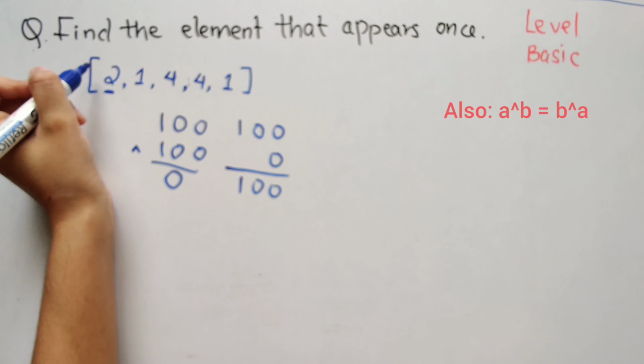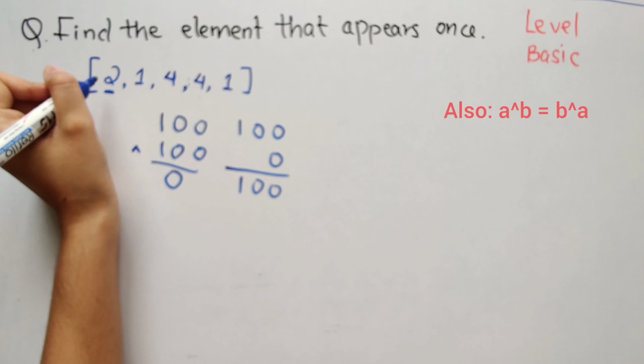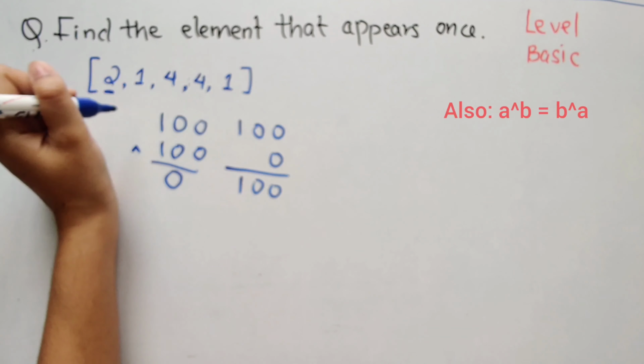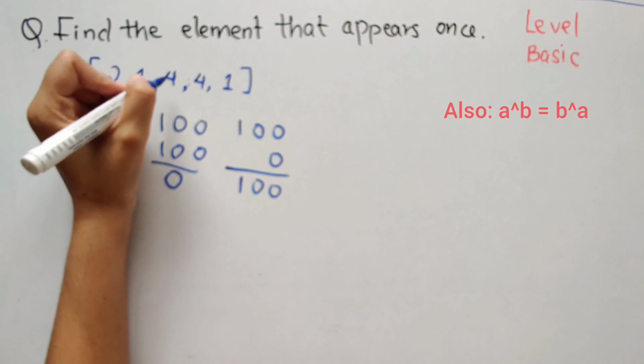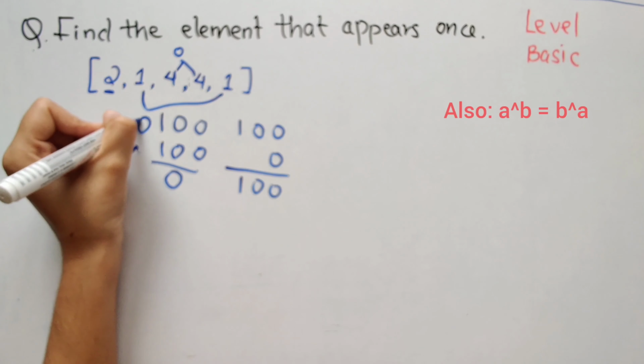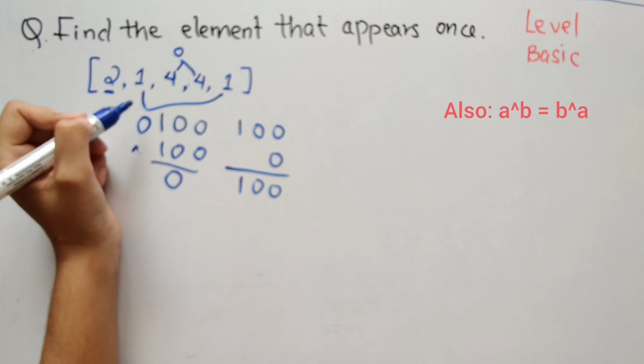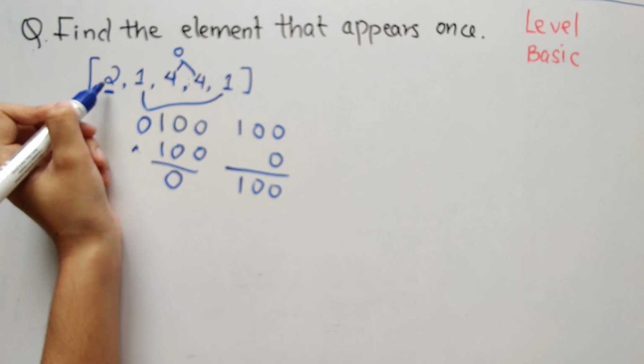Now if I iterate this array and keep doing XOR of all the elements, what will happen? 4 and 4 are same, so they'll result to 0. 1 and 1 is same, so it will get cancelled and result to 0. So again you will be left with 0 XOR with 2. We know that any number XORed with 0 is the number itself. So the result of this whole operation will be 2. And that's what we wanted, right? We wanted to return the element that appears only once.